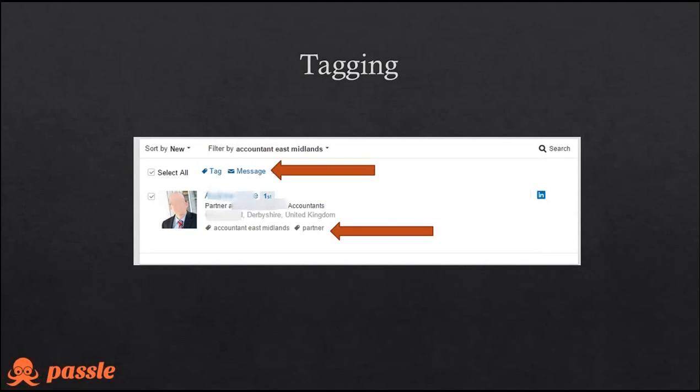This is really useful because I could group message everybody that I've tagged in a particular way. So say, for instance, you've written a great article that is directly relevant to a tagged group, you can message them that link. So for instance, if I find a great piece about accountancy in the Midlands, I could select everyone with that tag and message them in one go. As you can see there, it gives me the option to message with select all. I've just filtered it by that tag.